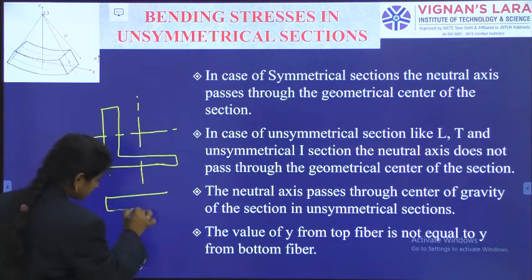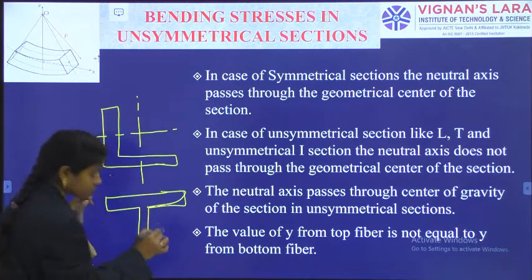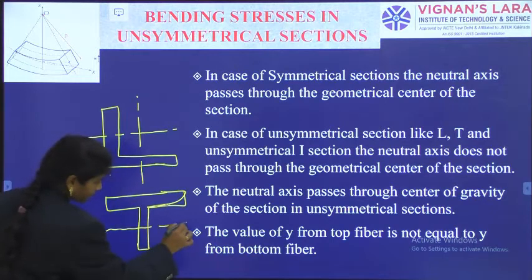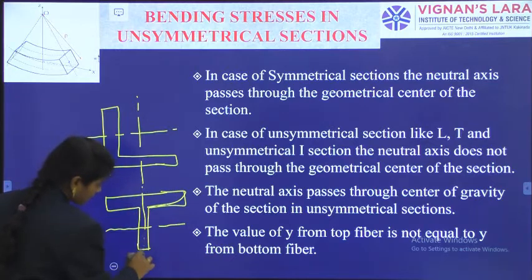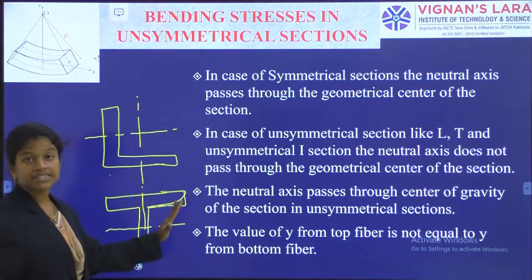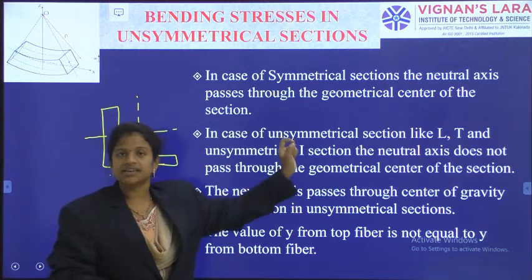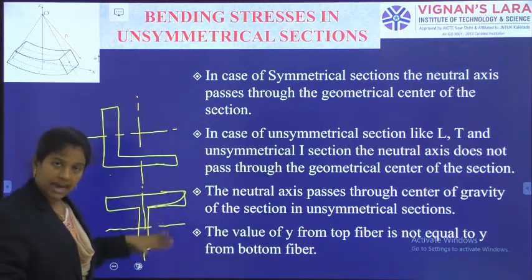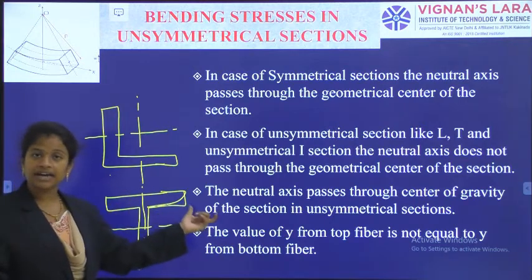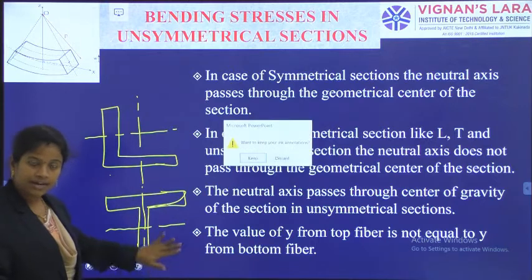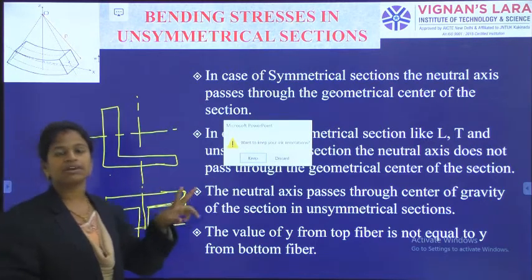Similarly, for the T section also. When you observe a T section about the horizontal, the top portion and bottom portion are not symmetrical. But about the vertical, the left and the right are symmetrical. But when we say symmetrical section, that section should be symmetrical about horizontal and about vertical also. So the left segment and the right segment should be symmetrical, and the bottom segment and the top segment should be symmetrical. Two-axis symmetry should be there.